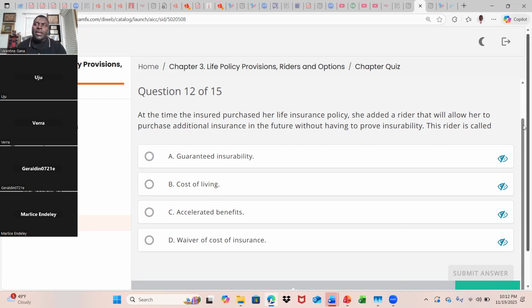You see questions like, on a decreasing term, who is the owner of the policy? The owner of the policy is the creditor. Then you also see a question that has to do with who has to have insurable interest. Is it the bank that has to have insurable interest in the client, or is it the client that has to have insurable interest in the bank? It is the bank that has to have insurable interest in the life of the debtor. So you see things like that.